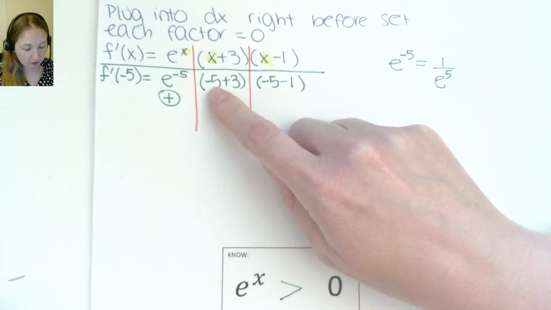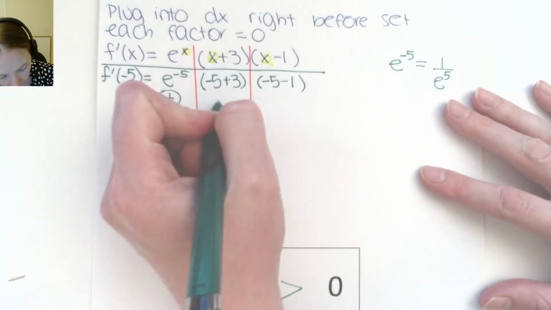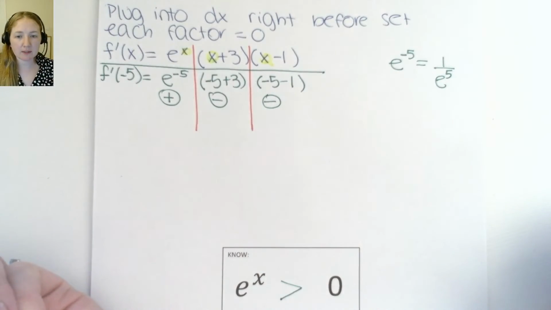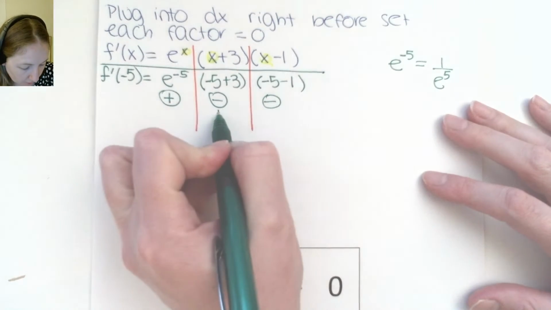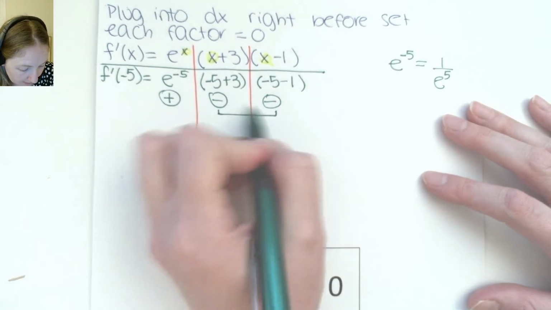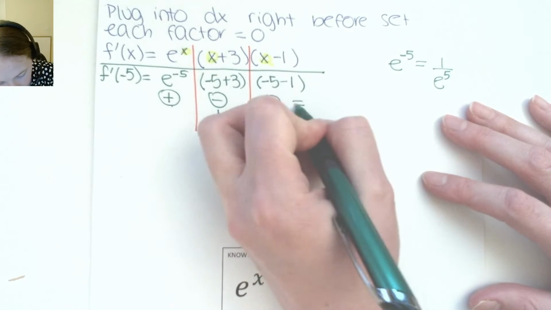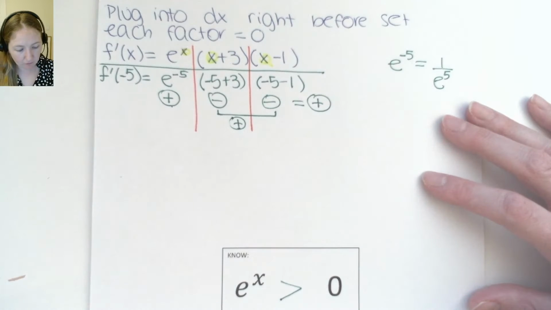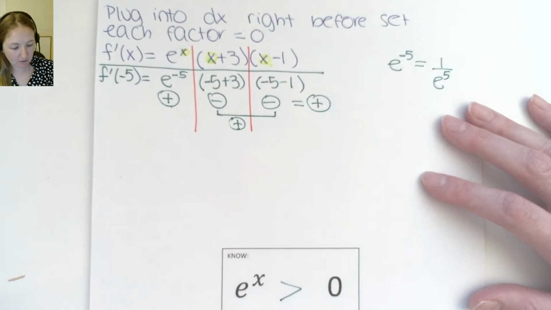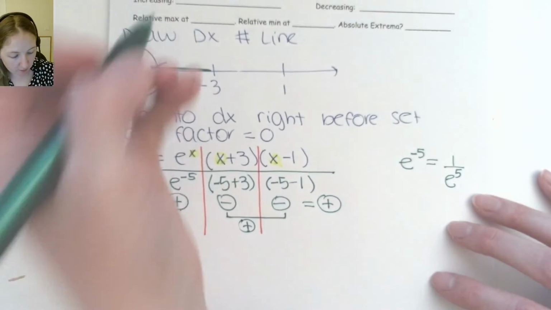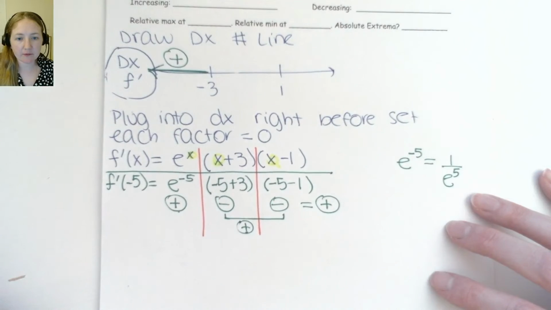The second factor, -5 plus 3, gives us a negative, and then the third factor gives us a negative. So those two negatives will give us a positive. Then we take a positive times a positive, so we get a positive overall. Okay, so for my first interval, I am looking at a positive.